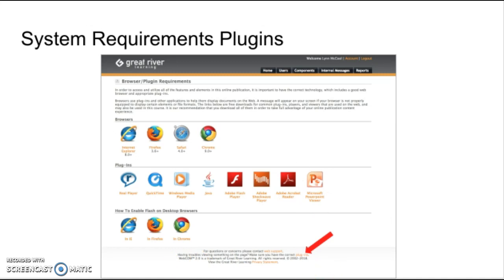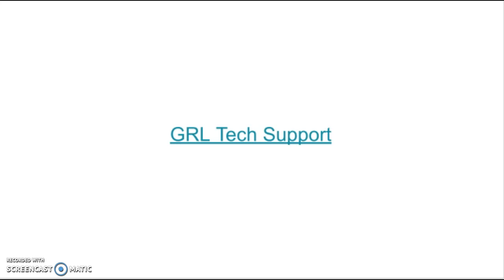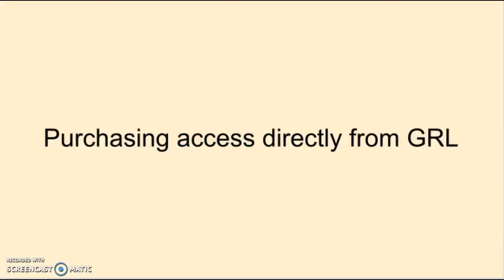Make sure that you have those programs downloaded and ready to use on your machine before opening up the textbook. Great River Learning does provide tech support, and I have created a tech support link inside of your Getting Started module in Blackboard, so you can access that there. That completes the steps on accessing the Great River Learning textbook by using the access code you might purchase from the bookstore. Now, let's look and see how we can purchase directly from Great River Learning.